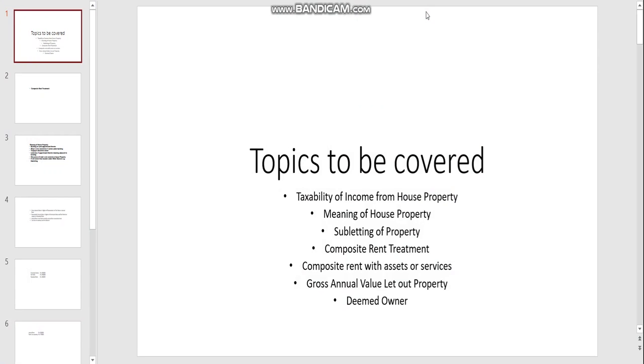property. Also, there is a concept of deemed owner in house property income. That is, sometimes the actual owner is not chargeable to tax for the income received from property, but the deemed owner is chargeable to tax. We'll see there are around five conditions which make a person a deemed owner. We'll see that also.